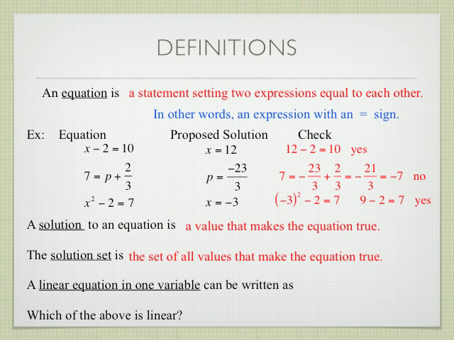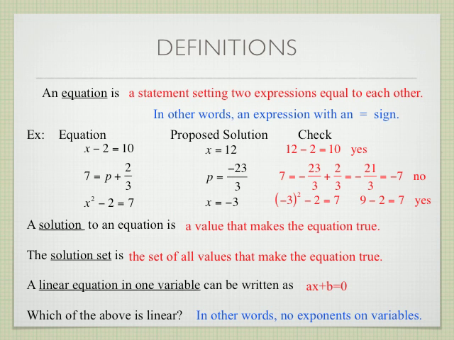A linear equation in one variable can be written as ax plus b equals 0, where a and b are numbers, a and b are coefficients. In other words, there aren't any exponents on the variables. That's the main thing to look for.